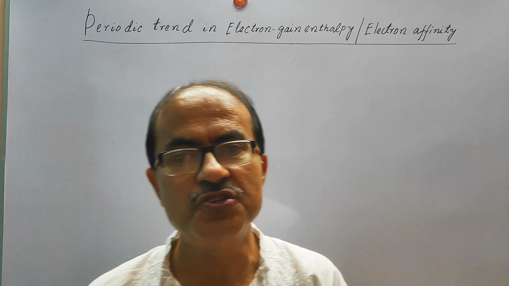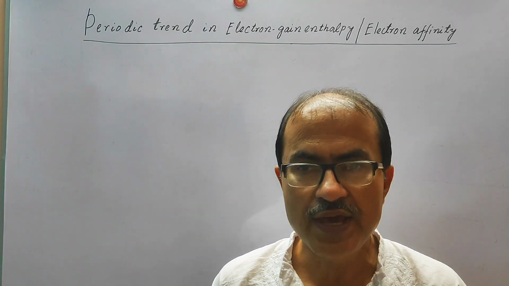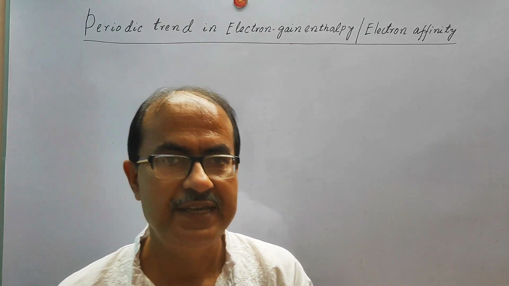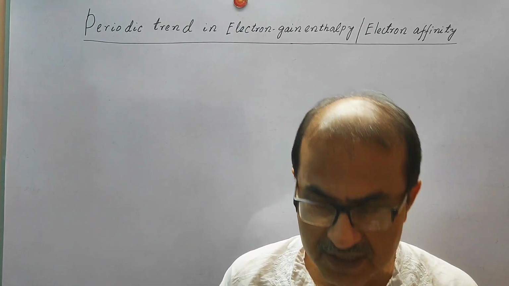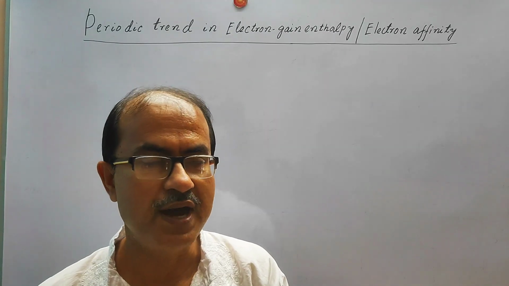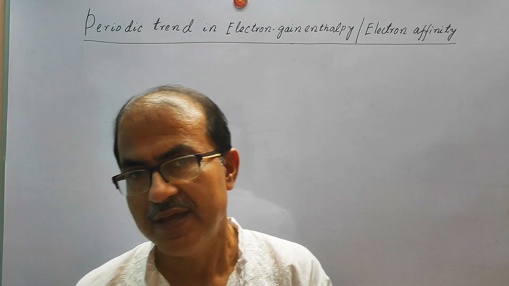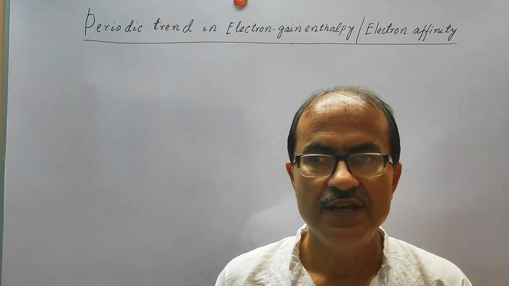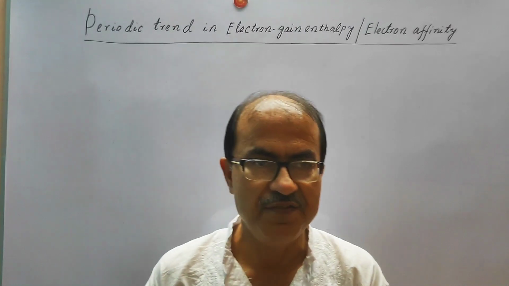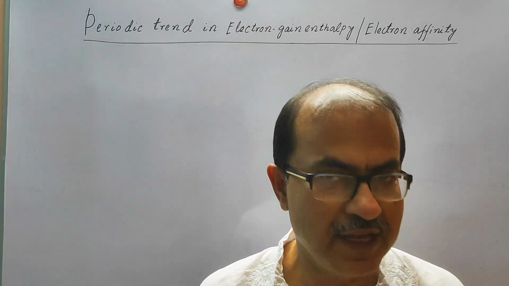Electron gain enthalpy is basically when we add one electron to an isolated gaseous atom. In that process, in that reaction, the neutral atom has been converted into the negative ion, and that is accompanied by an enthalpy change, and this enthalpy change is called the electron gain enthalpy.